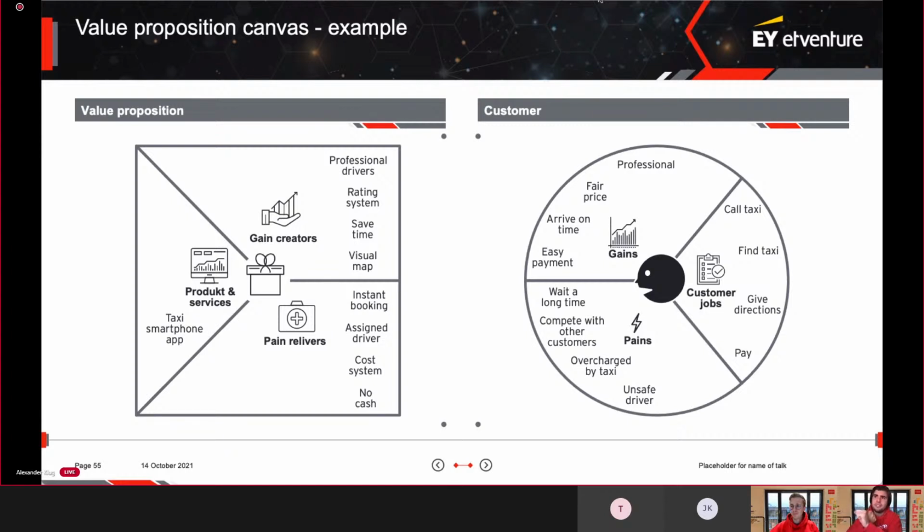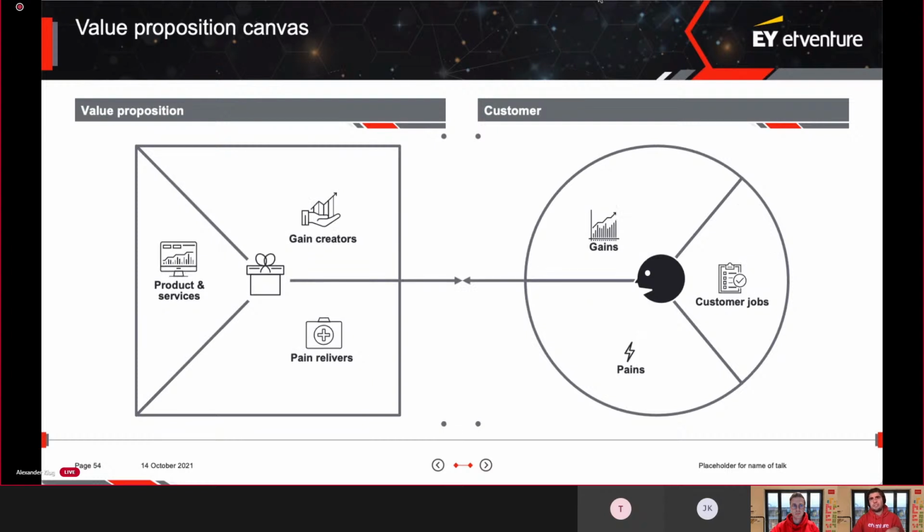So what are his pains here? Waiting a long time, competing with other customers, being overcharged by the taxi driver, and an unsafe driver. So he has a lot of pains and problems and challenges with that service. And what has he? Some gains? Maybe he desires something. So this could be an easy payment, arriving on time, fair price, professional. So not features, but some kind of needs he wants to have during that experience.